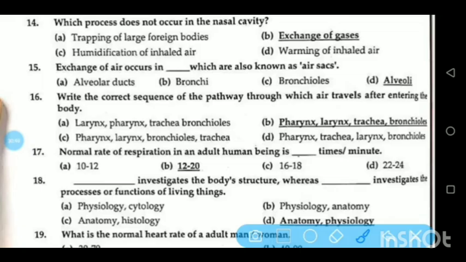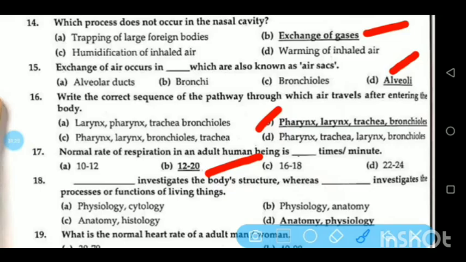Which process does not occur in the nasal cavity? Exchange of gases. Exchange of air occurs in alveoli, which are also known as air sacs. Write the correct sequence of the pathway through which air travels after entering the body. Pharynx, larynx, trachea and bronchioles. Normal rate of respiration in an adult human being is 12 to 20 times per minute.